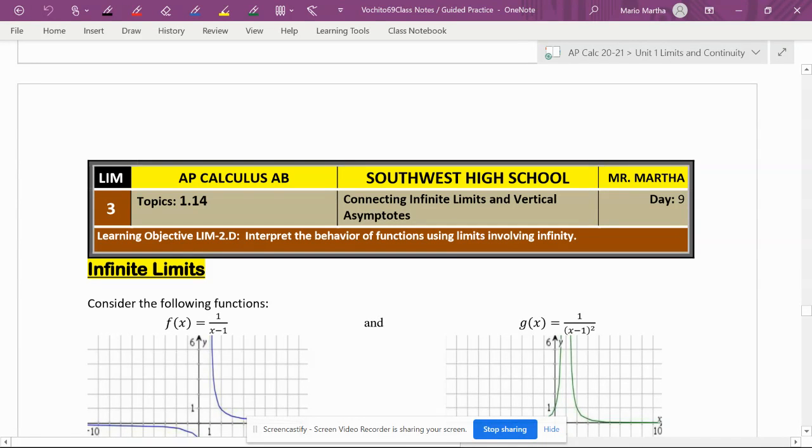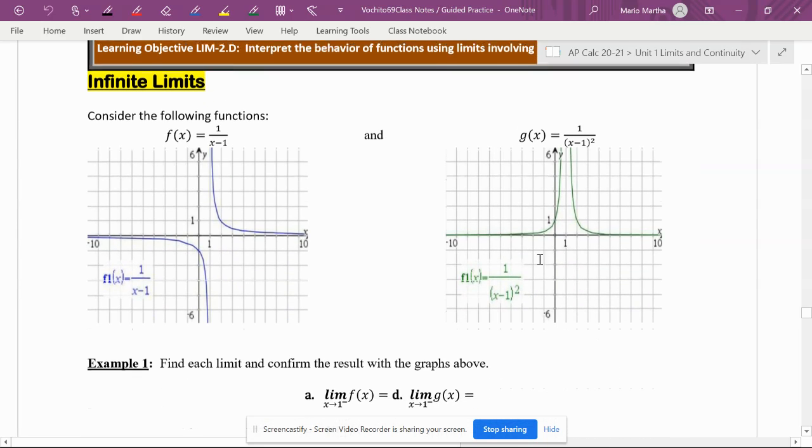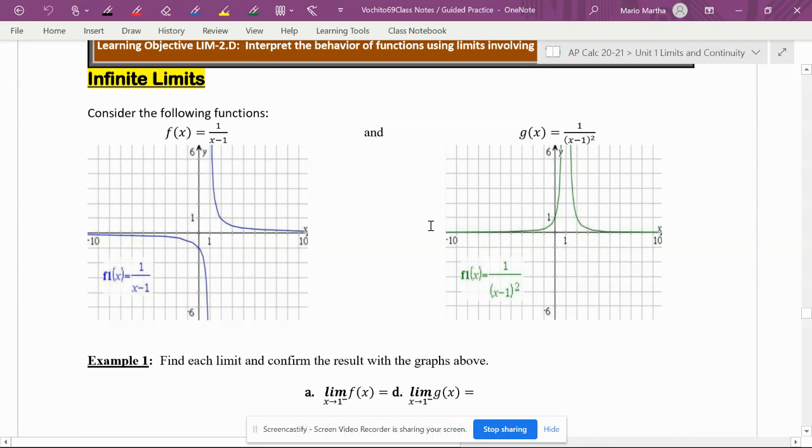Welcome back, everybody. Today's topic is 1.14, connecting infinite limits and vertical asymptotes. As always, these are the notes for day 9. So today we're talking about infinite limits pretty much. So let's see the first two graphs that we have right there.